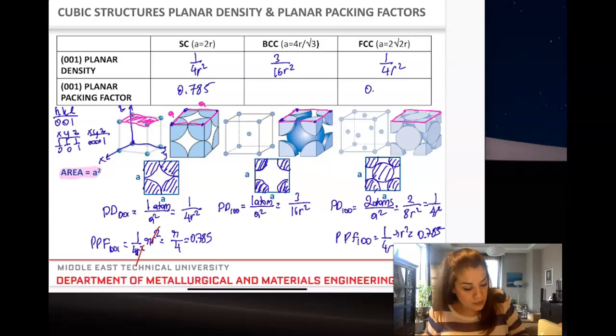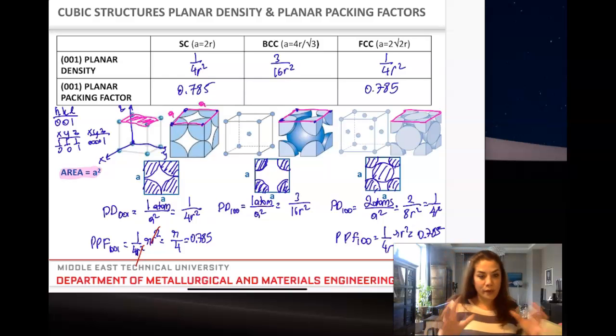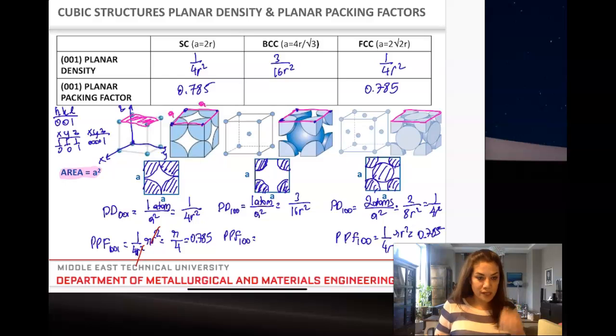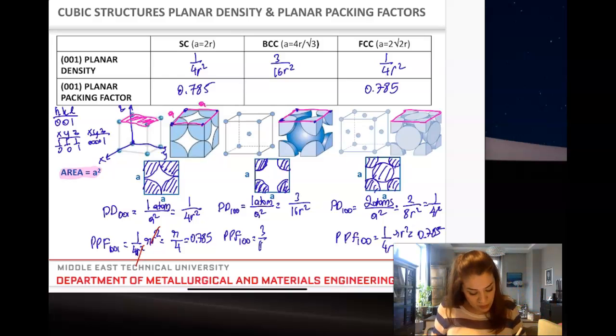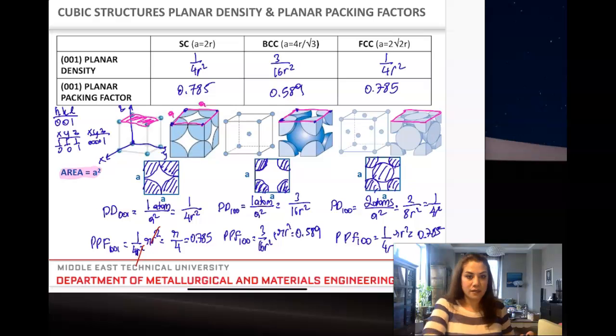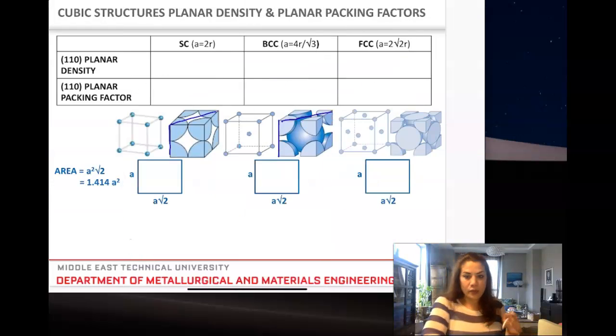So almost 80% of that plane is occupied by atoms in terms of area. If I look at the planar packing factor for the same plane but in BCC configuration, if I multiply the planar density with pi r squared, this time I only get almost 59%, 0.589. Oh, that's that simple. Let's take a look at other geometries.